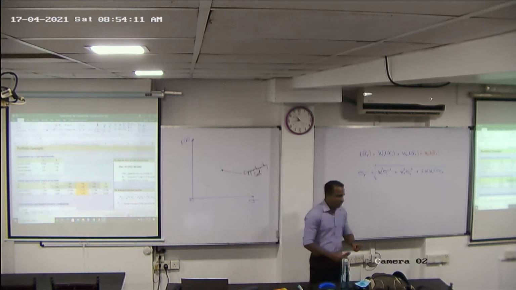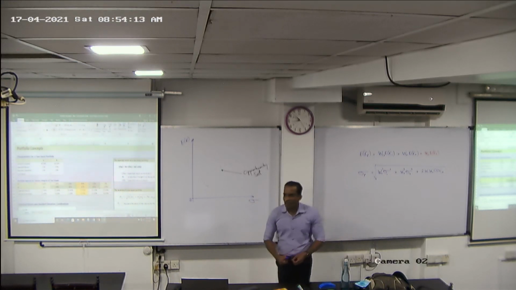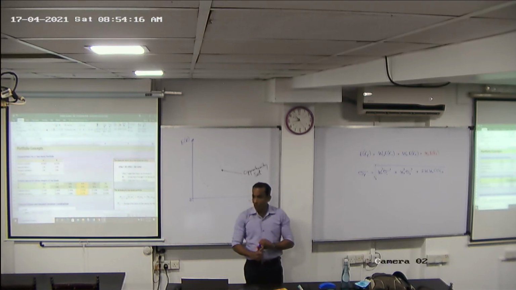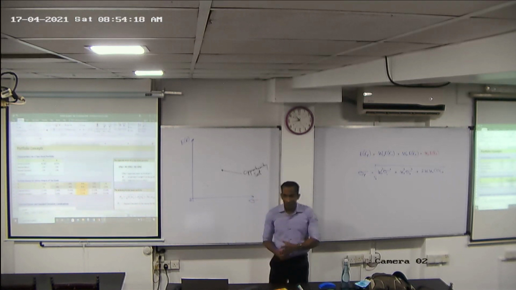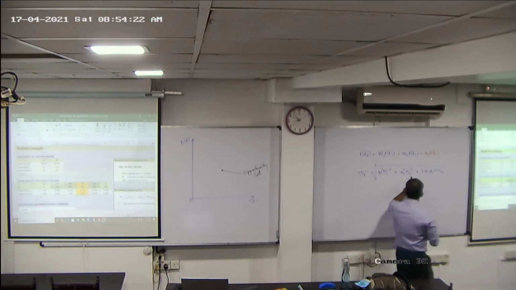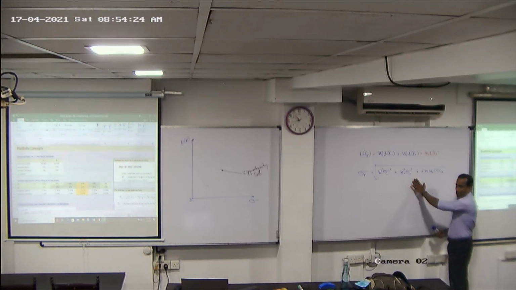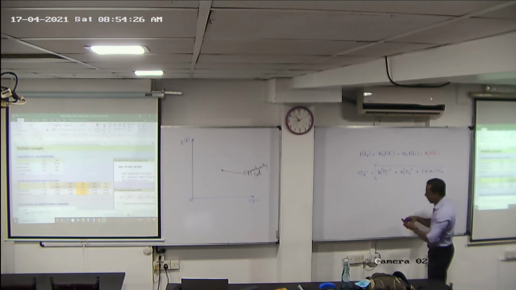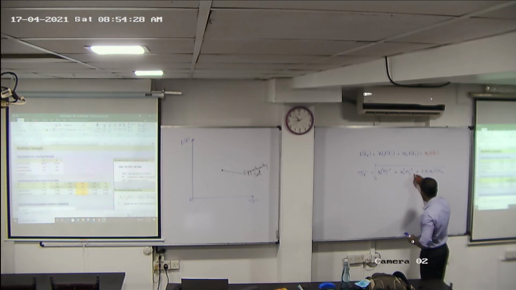Now how many correlations will there be? Three correlation terms will be there. That means the weighted average standard deviation term also should be there. So what will happen to this formula? Here we need to add the weight of the third asset and the standard deviation of the third asset, and we need to get the square. And in addition to that, two more correlation terms will be there.